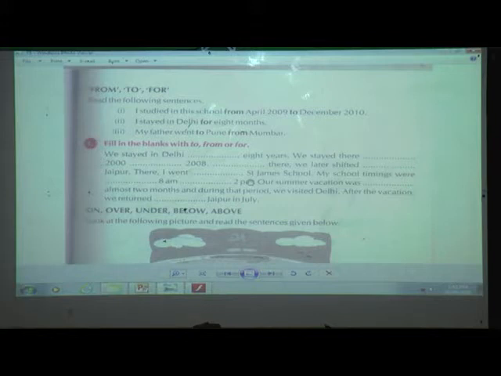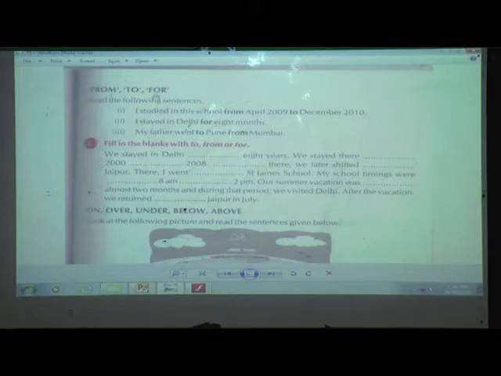Now here, in the second example, only a particular period is given: I stayed in Delhi for 8 months. Which preposition have they used, students? Yes, for. How many months did he stay? Delhi for 8 months. So which preposition is used here? For. In this way we see how they have used from, to, and for.